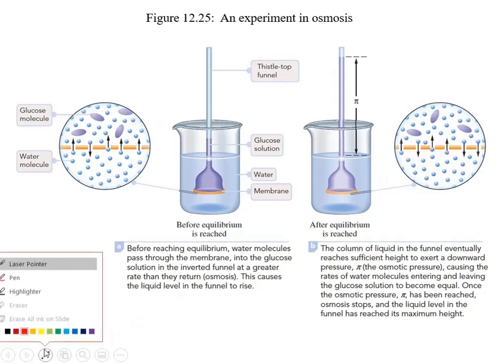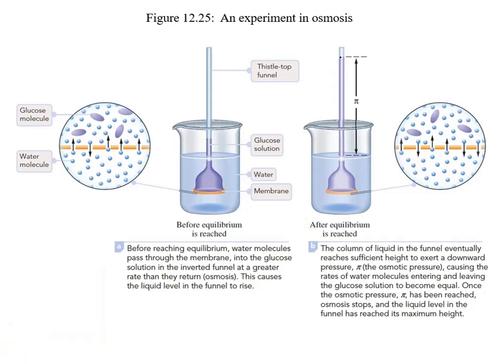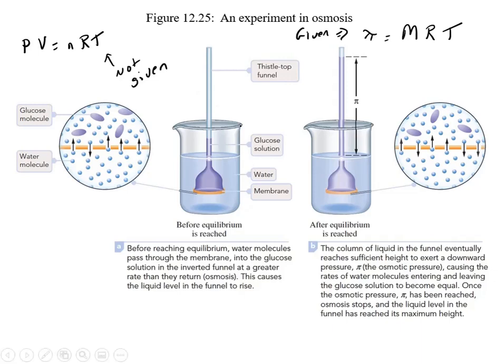The other thing that I want to point out before I do the problem is just to know that the formula that's given is that pi is molarity times RT, but you can also use PV is equal to nRT, the ideal gas law, but this one is not given. And so I'm going to show you both ways to do that in the next problem.